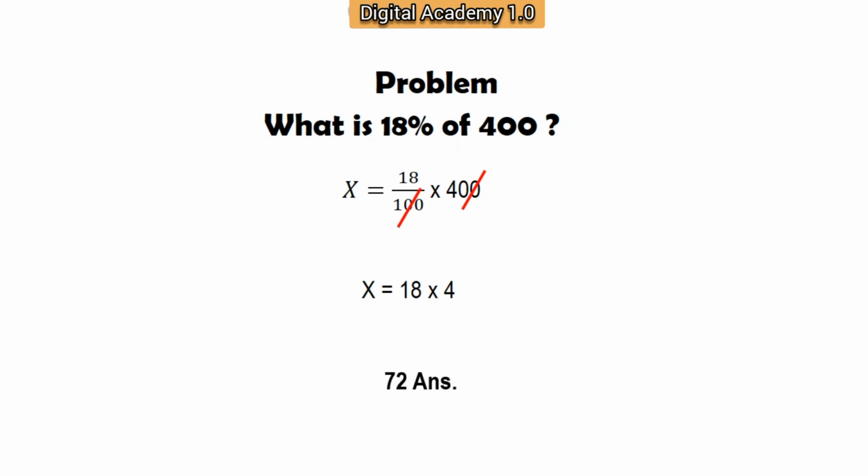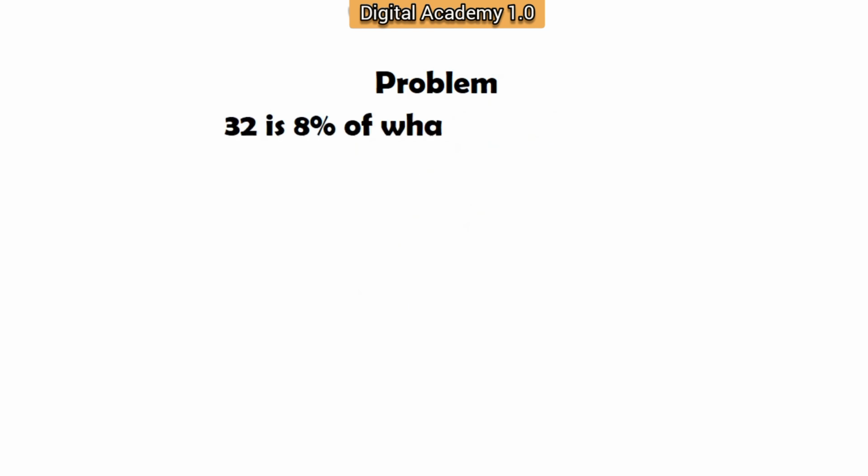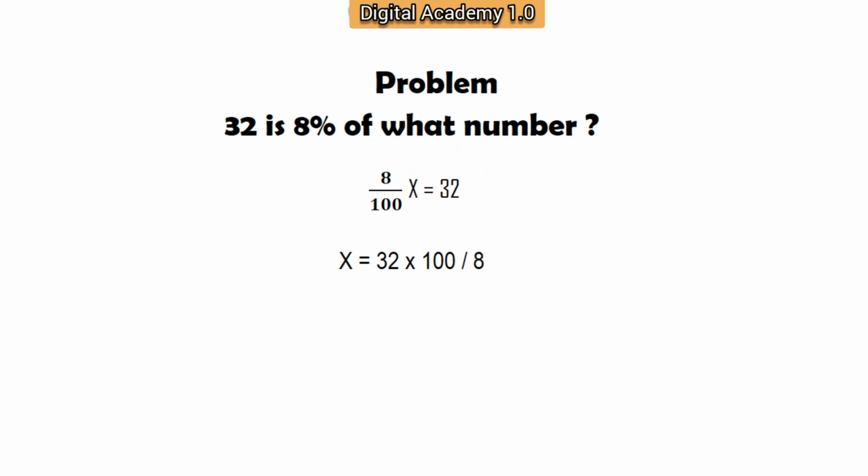Next, 32 is 8% of what number? Let the number be x. We know that 8% of x equals 32. Rearrange the values in order to get x. So, x equals 32 multiplied by 100 and divided by 8. Simplify it, we get x equals 4 times 100. Hence the final answer is 400.